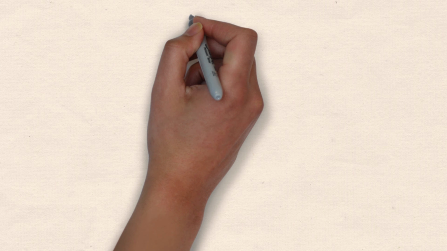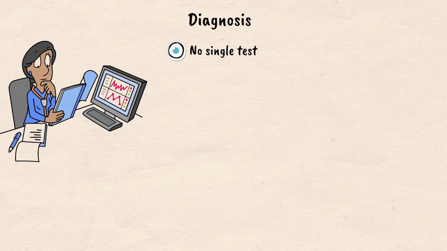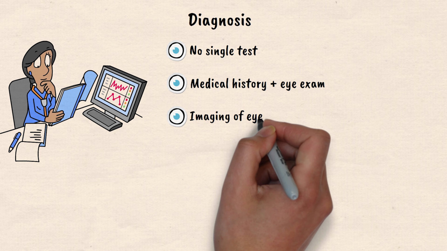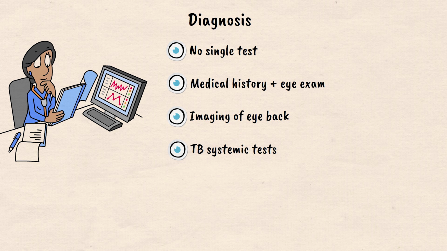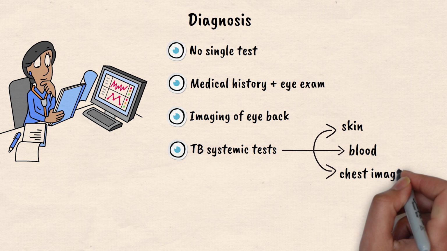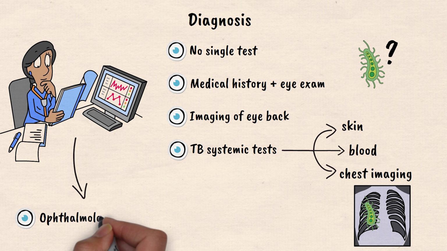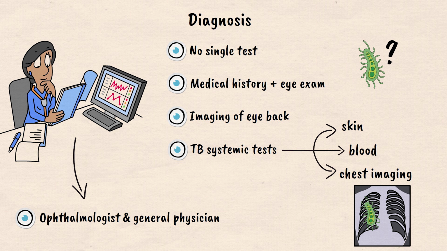Diagnosing TB in the eye can be challenging. There is usually no simple one-step test that says yes or no. Eye doctors rely on a combination of the patient's medical history, a detailed eye examination, imaging tests of the back of the eye, and systemic tests for TB. These may include a skin test, a blood test, and chest imaging to look for TB in the lungs. In most cases, the doctor puts together all the pieces, like a puzzle, to decide whether TB is the most likely cause of the eye inflammation. This process can take time and often involves both an ophthalmologist and a general physician or infectious disease specialist.